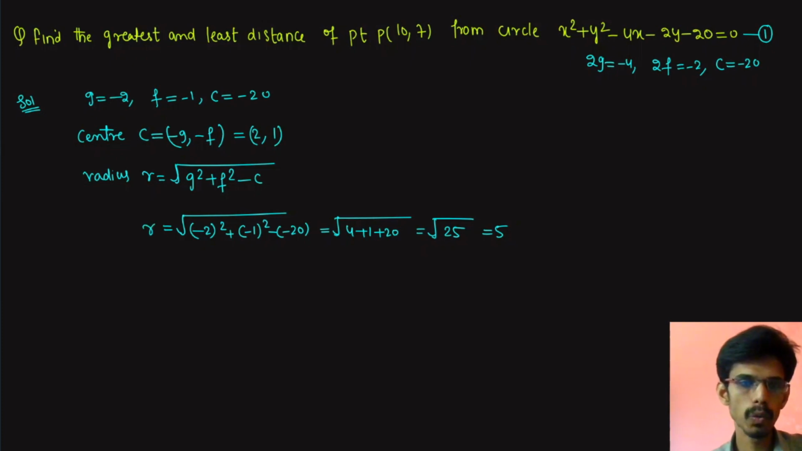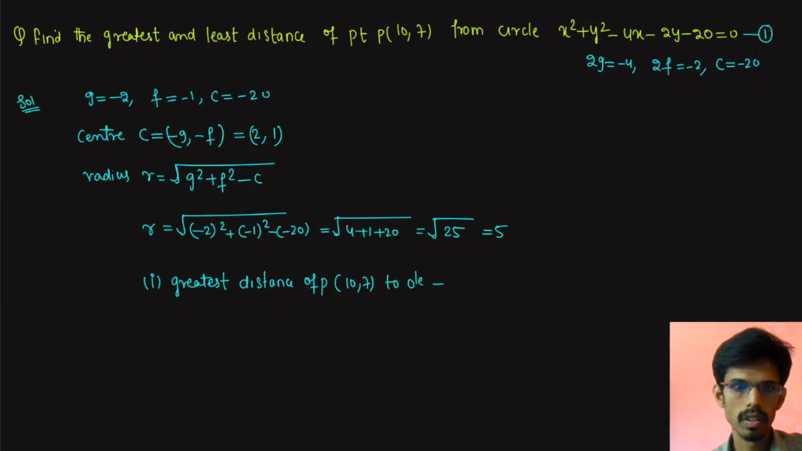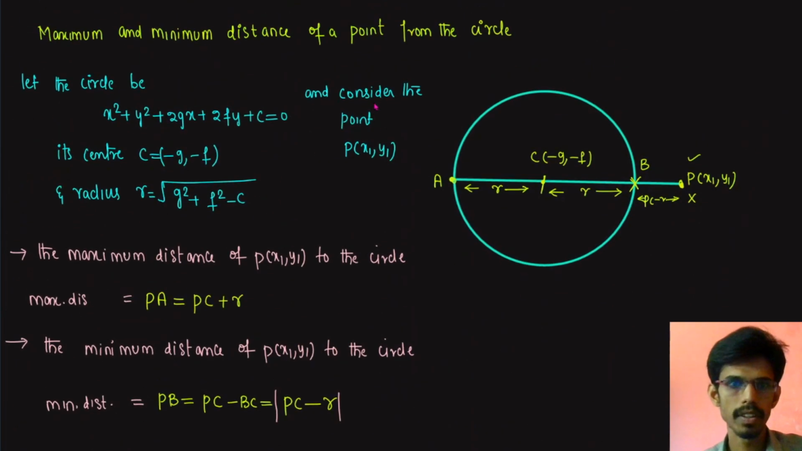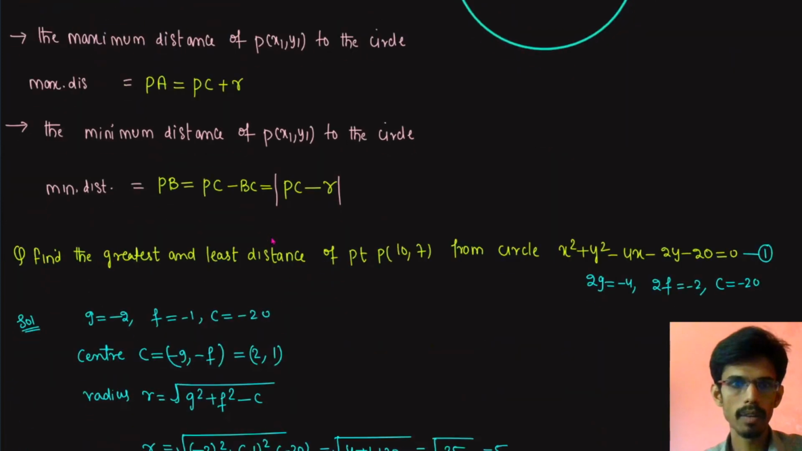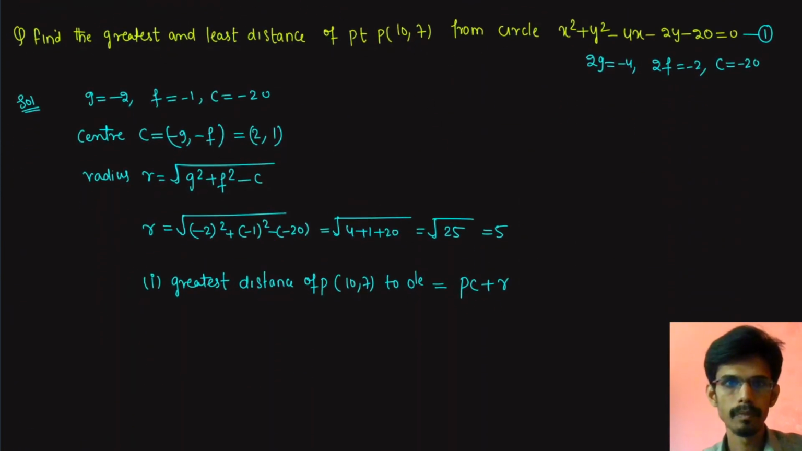Now we know that the greatest distance of point P (10, 7) to the circle, the greatest distance or maximum distance, is PC plus R. Just now we have seen that here the maximum distance will be PA, P to A, that will be PC plus R. Okay, now I want PC here. PC is the distance, or PC or CP.